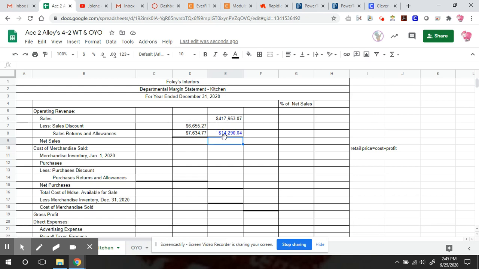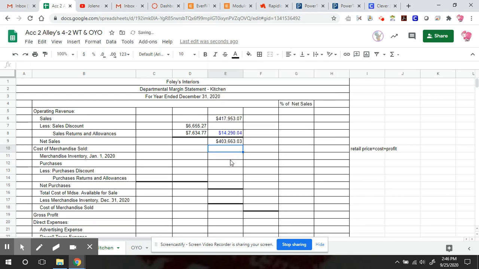To get net sales, we have to subtract this off. In cell E9, I put an equal sign in front, then E6 minus E8. Hit enter, and now this gives us our net sales.